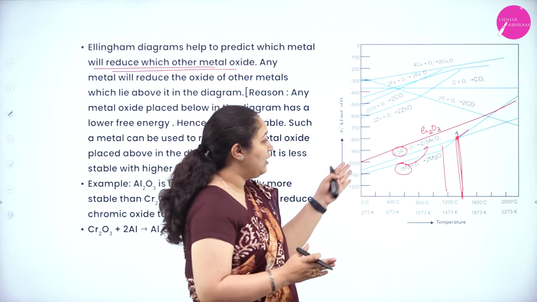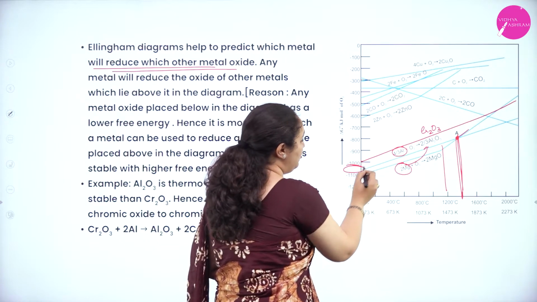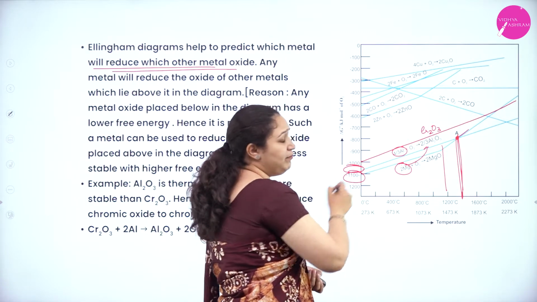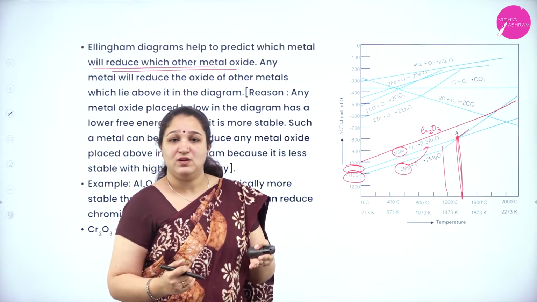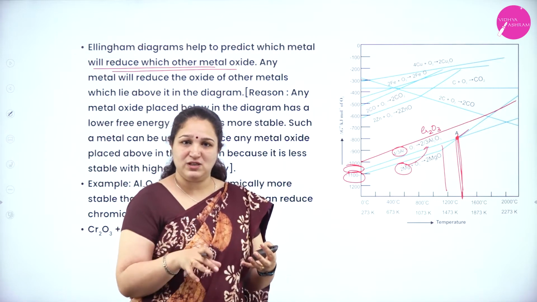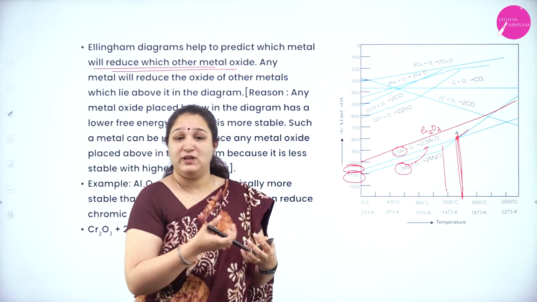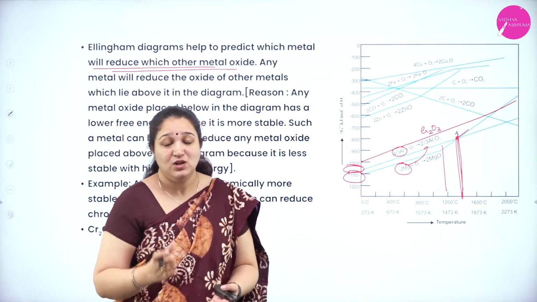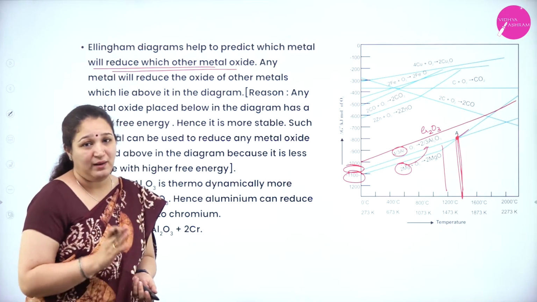Same way, you take aluminium oxide, you can see this is the value for aluminium oxide and this is the value for magnesium oxide. For magnesium oxide, delta G is much more negative. So what will happen when you add magnesium? Magnesium has a tendency to take up oxygen from aluminium oxide to give you aluminium metal. So this is what you can predict from using the Ellingham diagram.